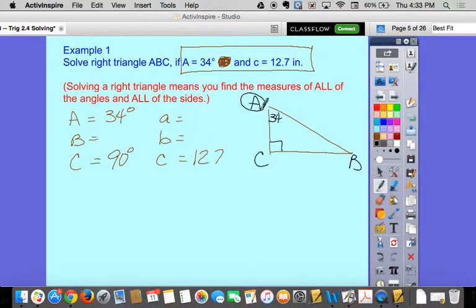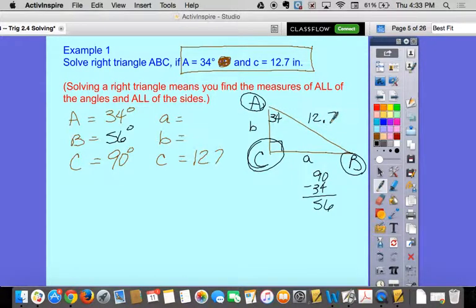A and B have to be complementary because 90 degrees has already been eaten up by C. So 90 minus 34 is 56. So 56 goes right here. You've got one thing off the to-do list. Now, this is going to be little a, this is going to be little b, and c is 12.7. Now, you have a choice to make, and you have to make the choice to make any progress. You have to pick. Do you want to do little a or do you want to do little b?